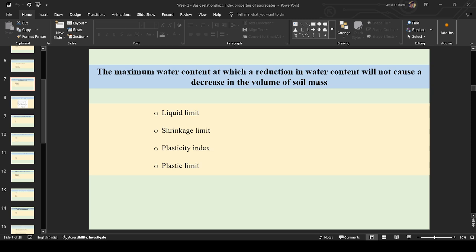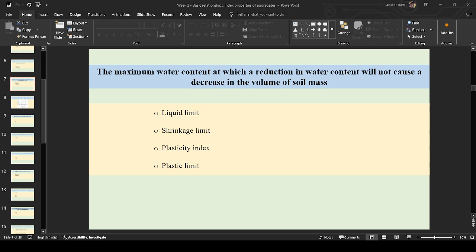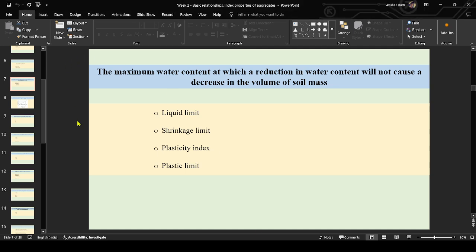Yes. So the last question was, sorry for the disturbance, the maximum water content at which a reduction in water content will not cause a decrease in the volume of soil mass. And the options were liquid limit, shrinkage limit, plasticity index, and plastic limit. Okay. Next question.